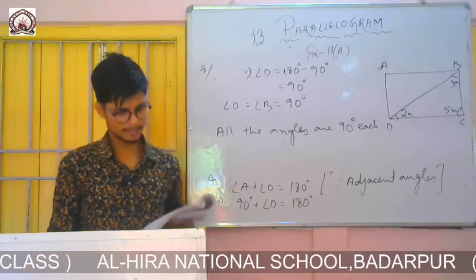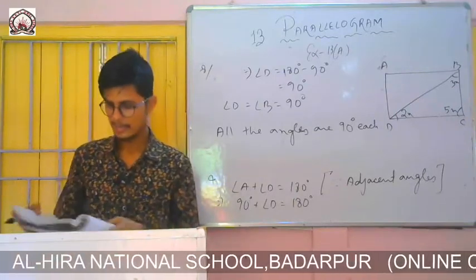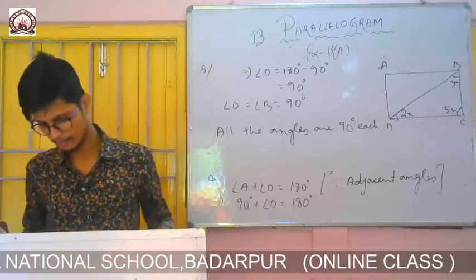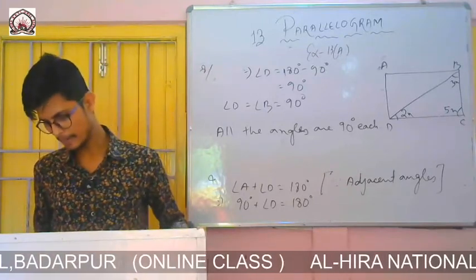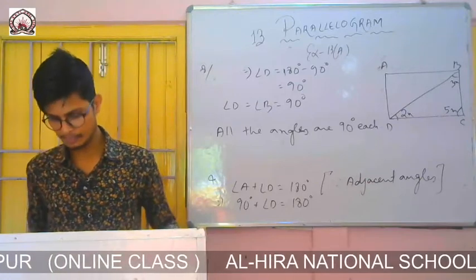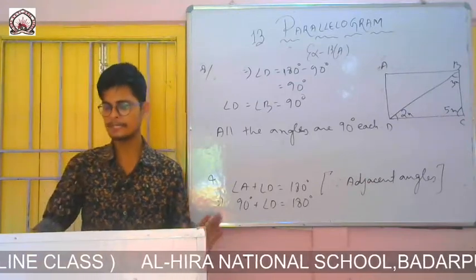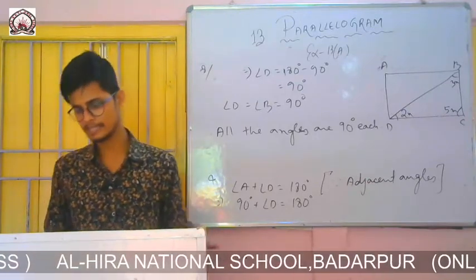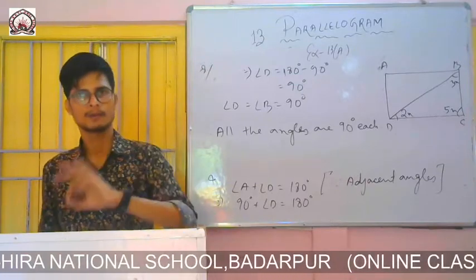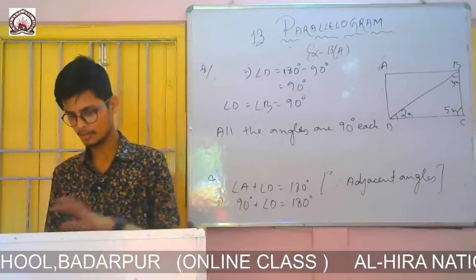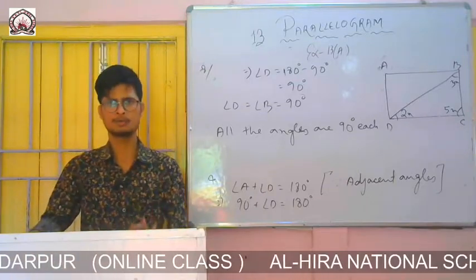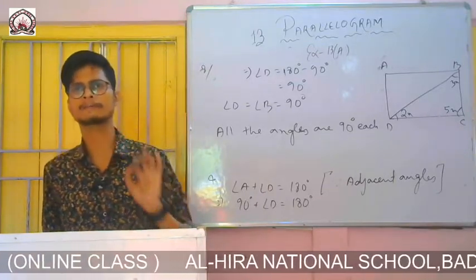Now question number 9. ABCD is a parallelogram. CE bisects angle C and AF bisects angle A. In each of the following, if the statement is true, give a reason for the same. By seeing the diagram you have to decide whether the statement is true or false. If it is true, then you have to give the valid reason.